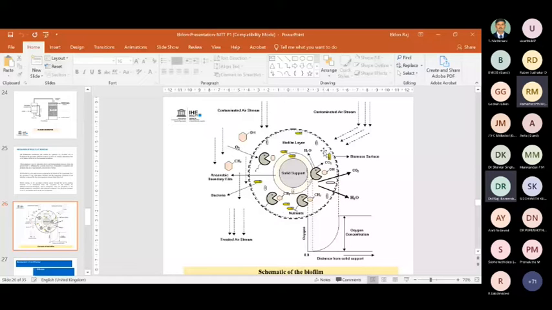The reason is, if the waste gas is hydrophilic in nature, it gets diffused quite easily compared to a waste gas that is hydrophobic in nature.